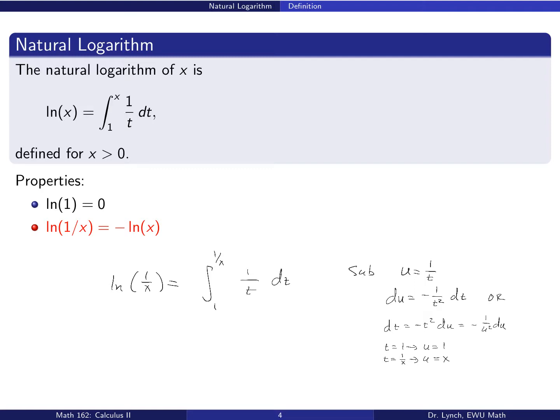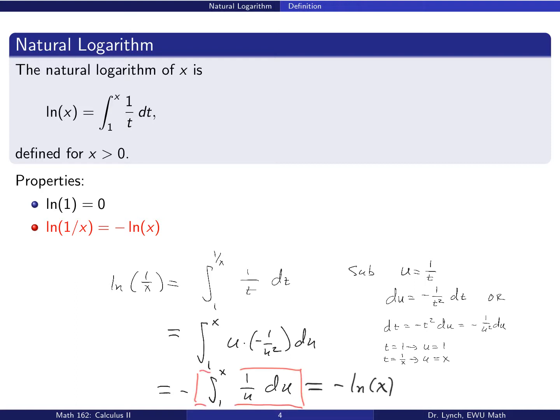So we can write this definite integral in u world as the following. Substituting and simplifying, we can see that the natural log of 1 over x can be written as the integral from 1 to x of u times the quantity minus 1 over u squared du, or pulling the minus sign out front and writing u times 1 over u squared as 1 over u, the natural log of 1 over x is minus the integral from 1 to x of 1 over u du. Now this, as it turns out, is exactly minus the natural log of x. The reason is that the definite integral sitting right there is exactly the definite integral, albeit in u world, that represents the natural log of x.